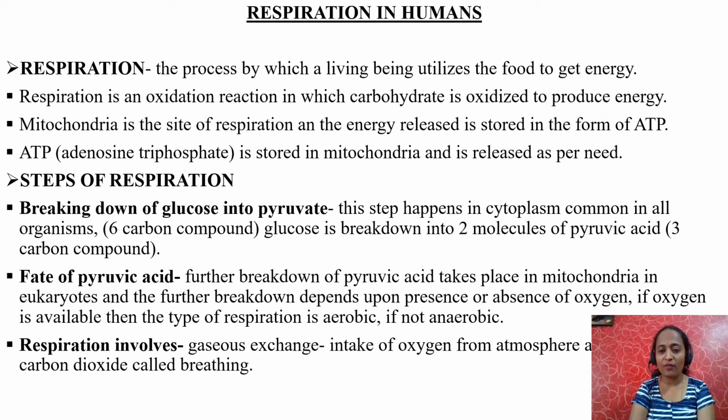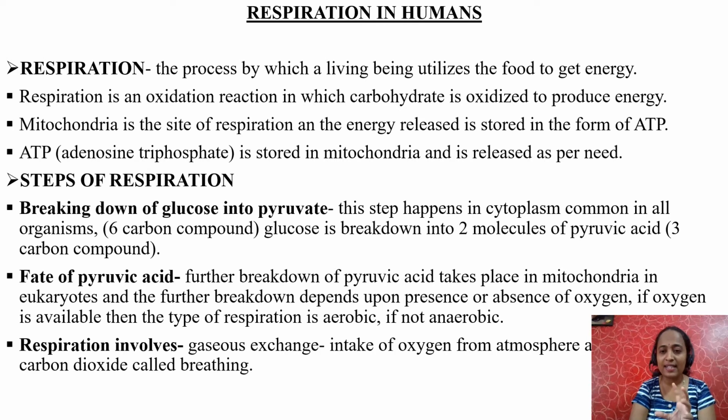What are the steps of respiration? The first step is breakdown of glucose. Glucose is a 6-carbon compound. I will tell you how. What is the molecular formula of glucose? C6H12O6. I repeat, note down C6H12O6. How many carbon atoms are there? 6. That is why glucose is called a 6-carbon compound.